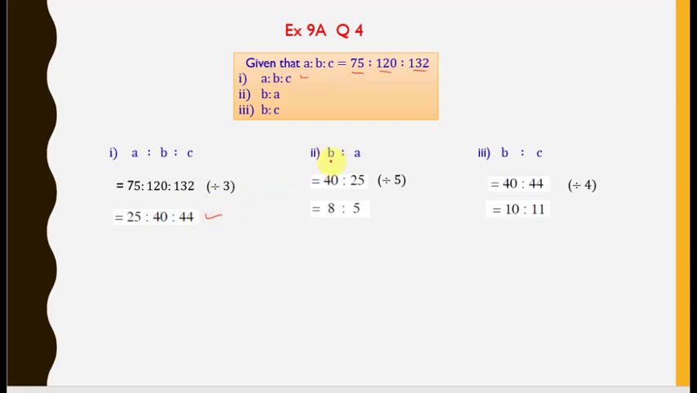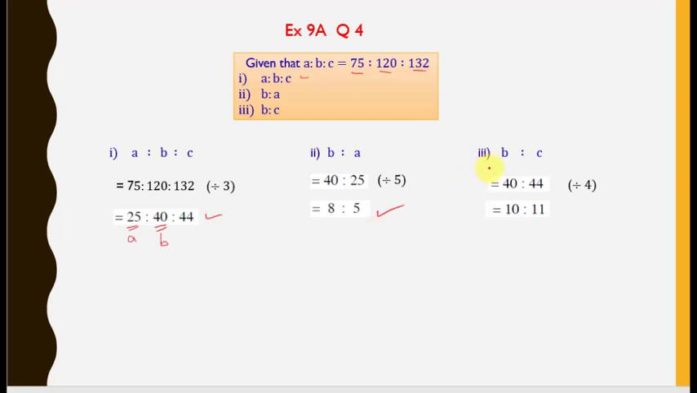In the second part, we have to find B is to A. Now B is to A. We have this 40, it is our B, and A is actually 25. Now B is to A, B is 40 and A is 25. We will divide both these values with 5, and we have 8 is to 5 answer.